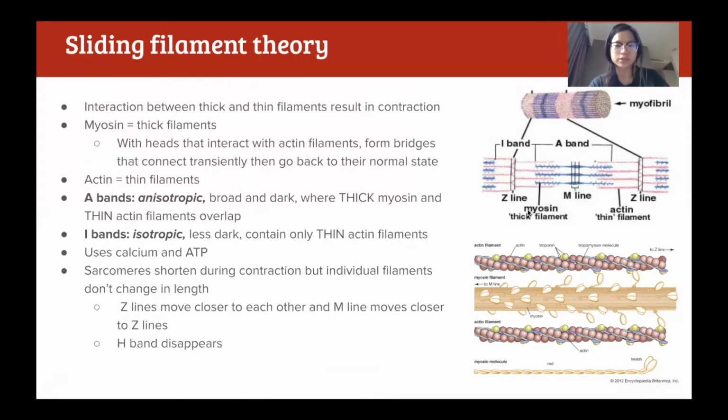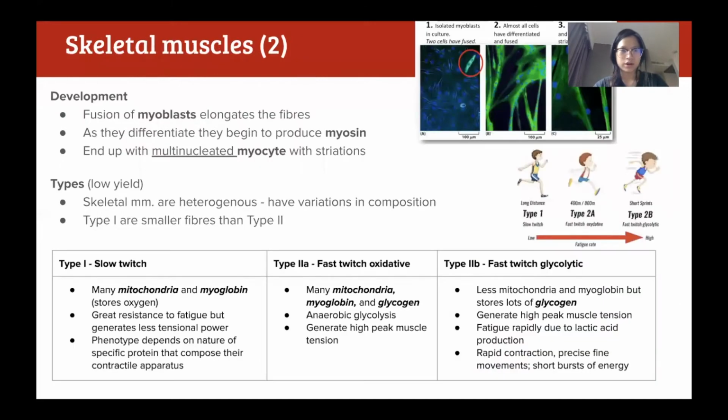But just because they shorten doesn't mean the individual filaments get any smaller. They don't change in length. All they do is overlap over each other. When a muscle contracts, Z lines move closer to each other, M lines move closer to Z lines, and the H band disappears. It's complicated to identify what each band and line is, so I recommend you go over it in your own time and draw it a few times yourself to remember this. I'm not going to go into it any further because Christina covers it in more detail later.